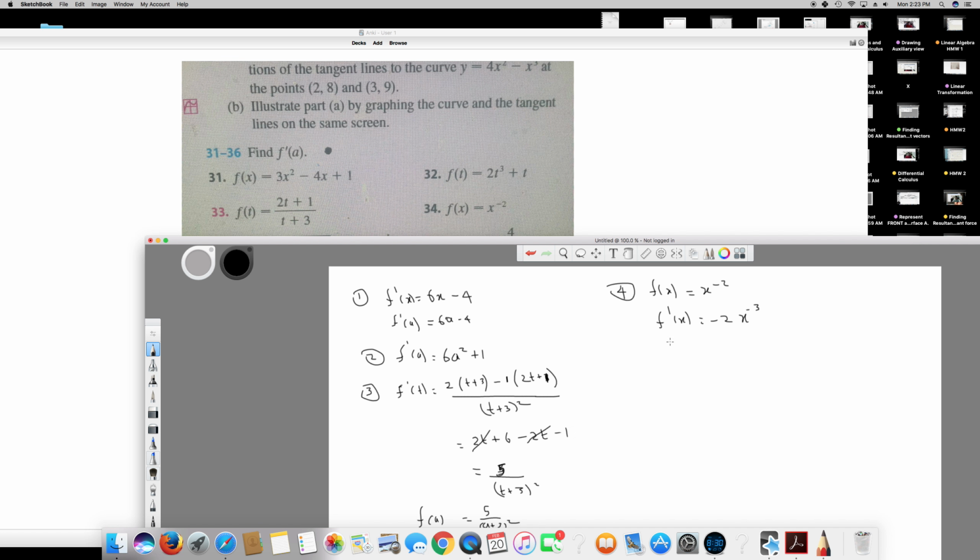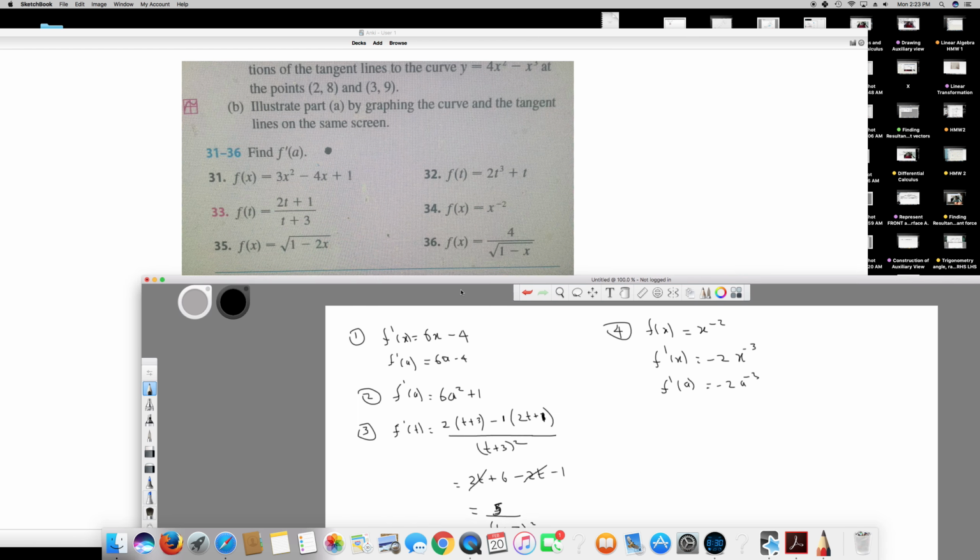Now I have to switch it with a. F prime a is going to be minus 2 a to the power of minus 3. So this is my answer for this question.